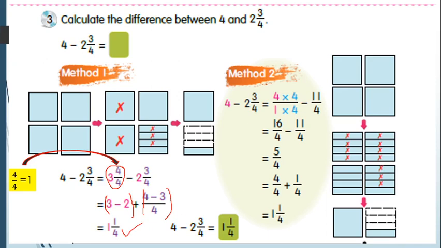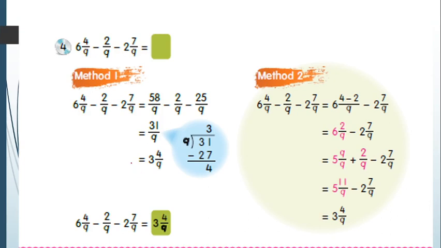The second method is we change this 4 into 4 over 1. So we find the common denominator, then we calculate, and then we will have the same answer also. But the difference is that the step or the fraction involved is an improper fraction. Right. You can also use this second method.